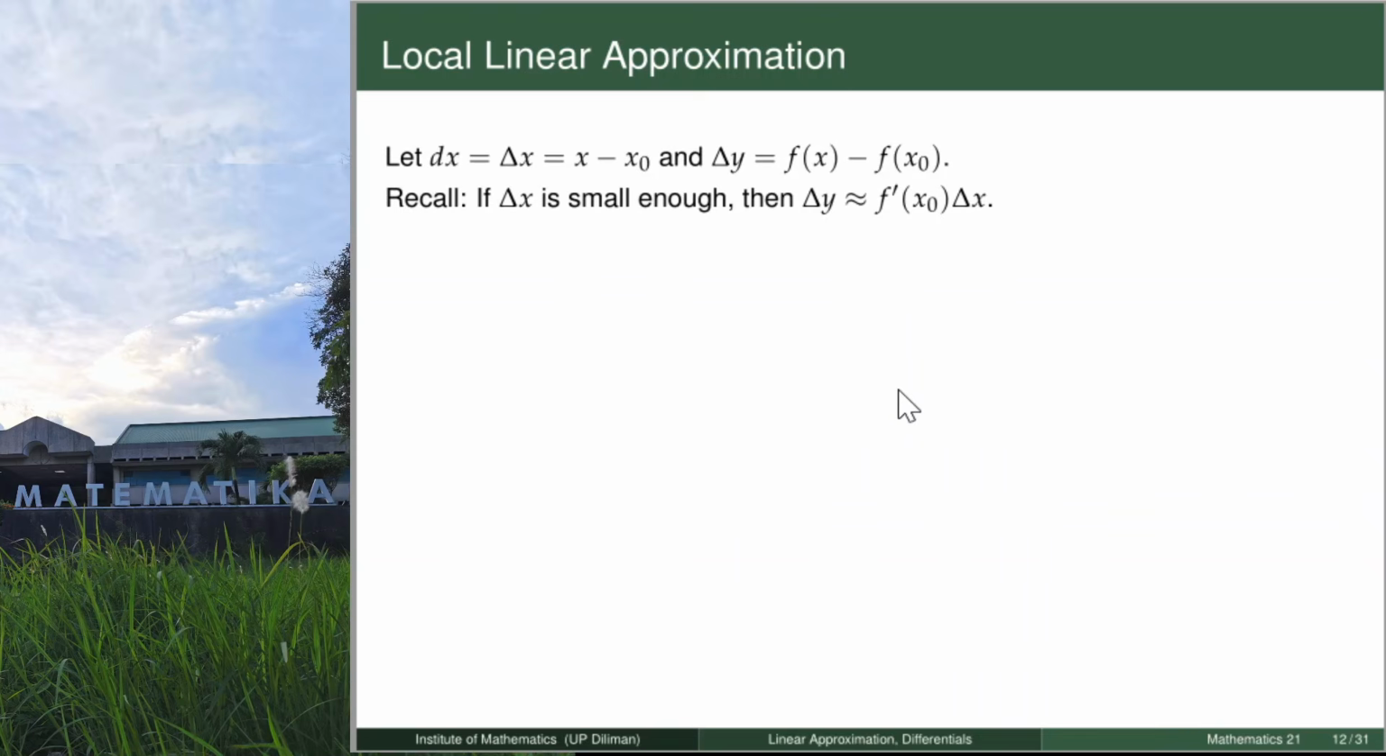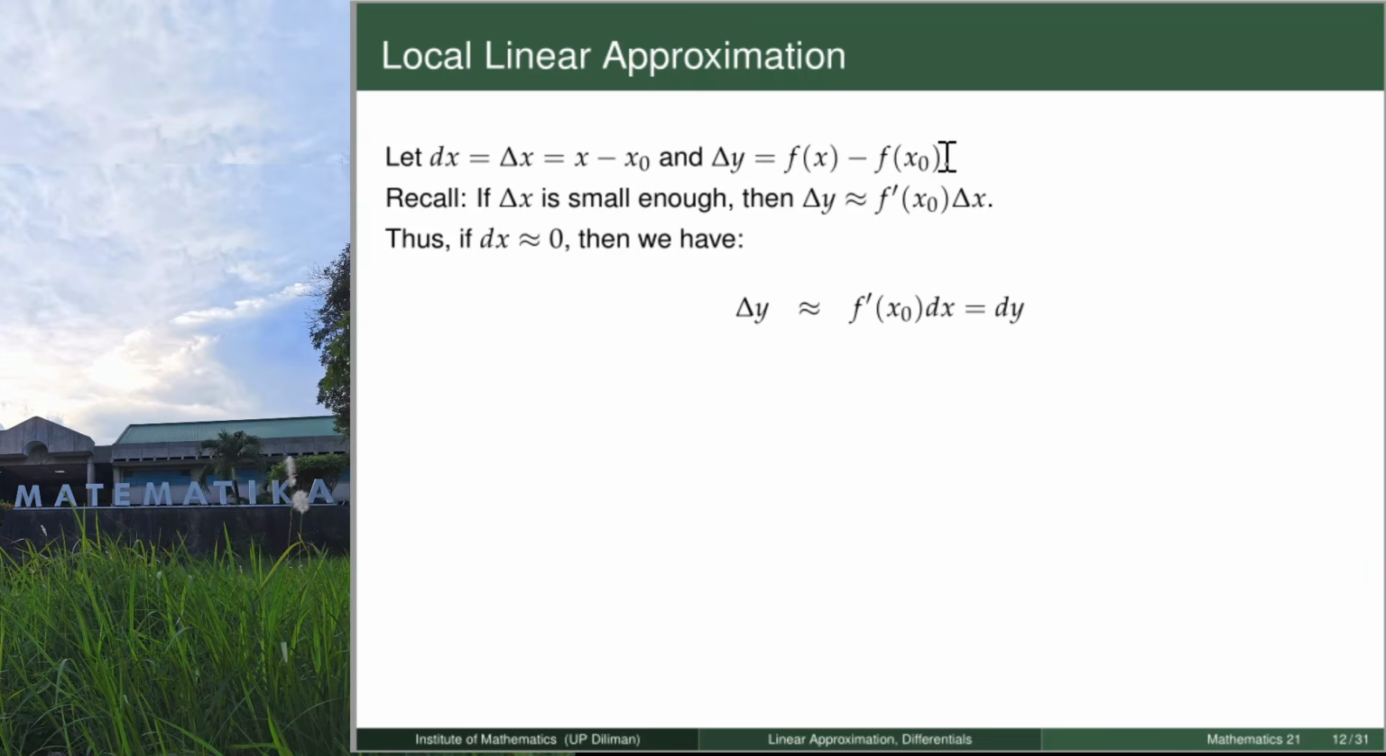So we're going to make this a bit nicer. We will replace delta x with dx, as well as here. And also, what does it mean if delta x is small enough? It means that delta x is close to 0. Replacing that with dx, we can say that if dx is close to 0, then delta y is approximately this one, but with delta x replaced by dx. Then let's make it a bit nicer. We replace delta y with this difference, f of x minus f of x naught.